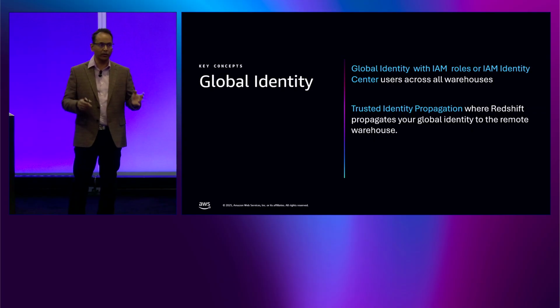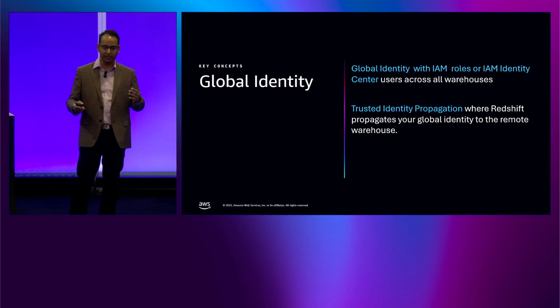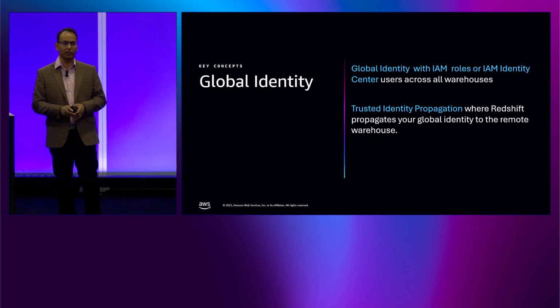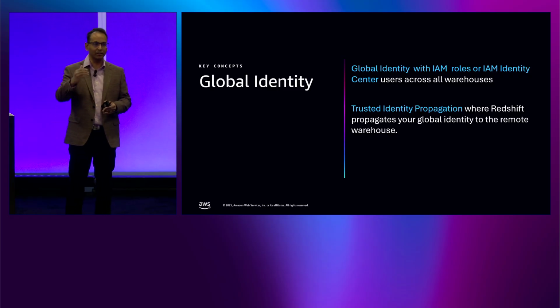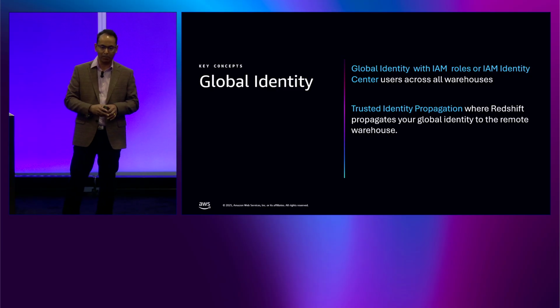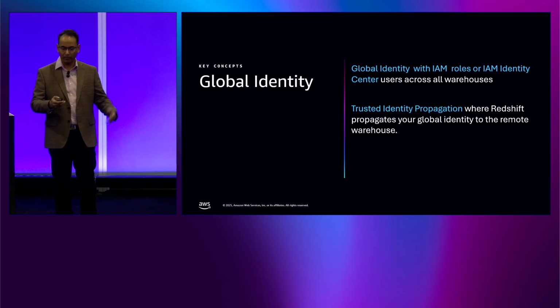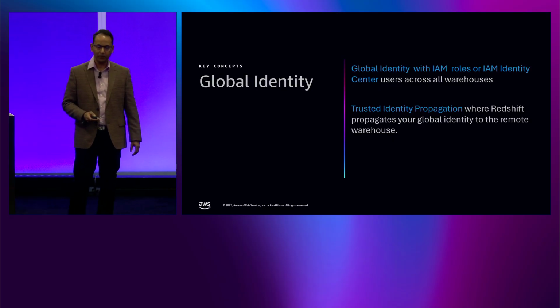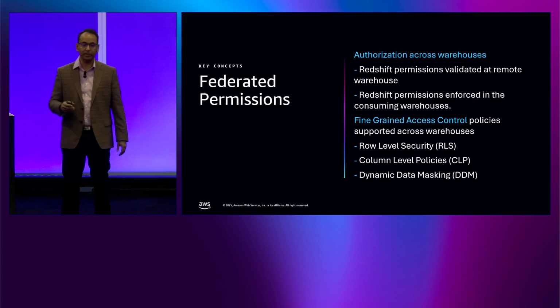If you use an IAM role or an IDC user, in both cases it's trusted identity propagation. So the identity, as it moves, follows the propagation, follows the trusted services path, and is always logged and available for auditing purposes.